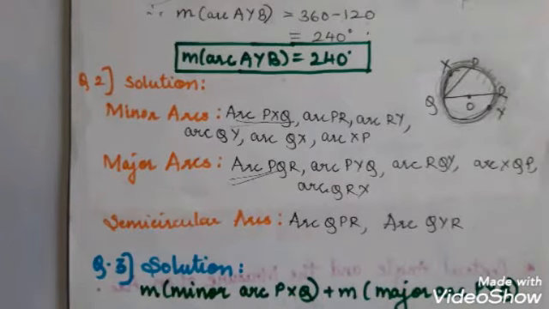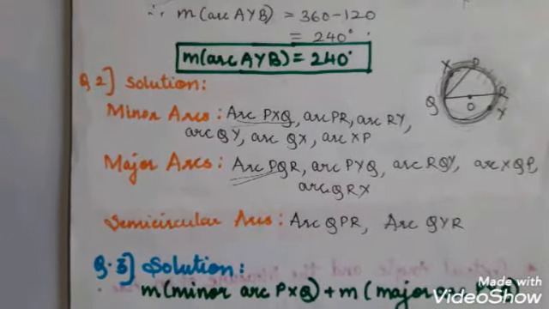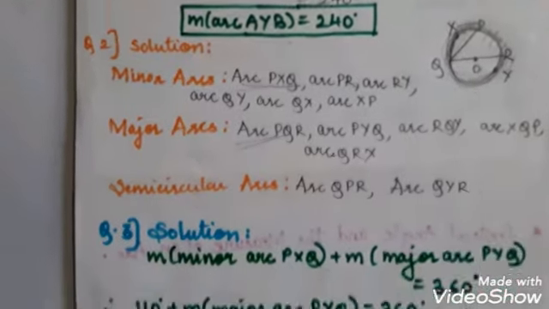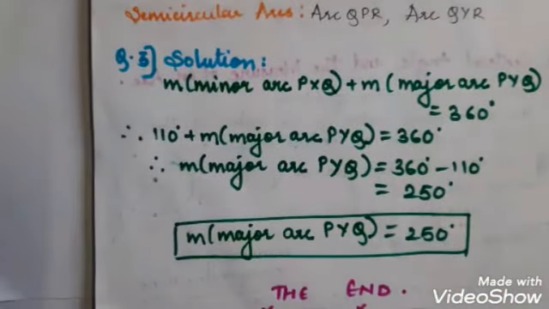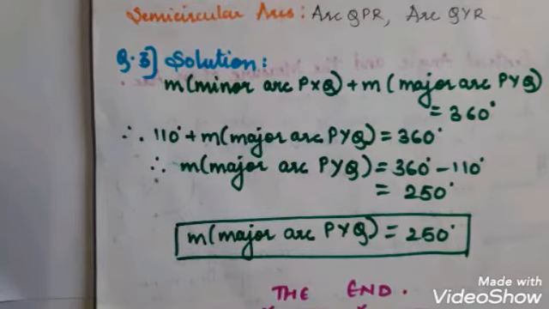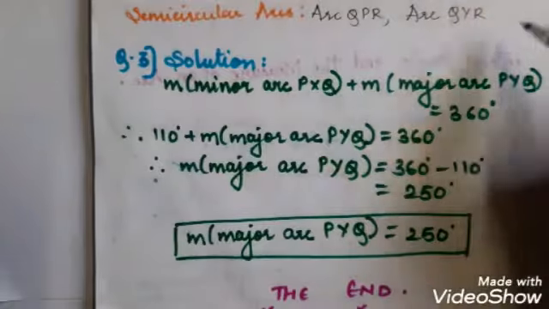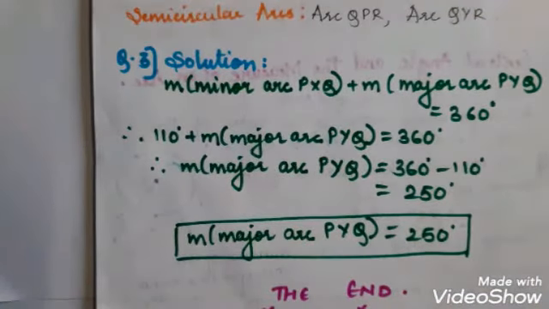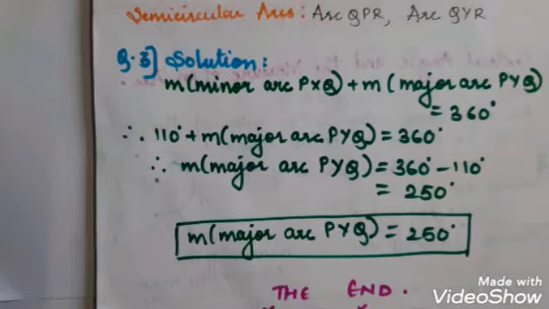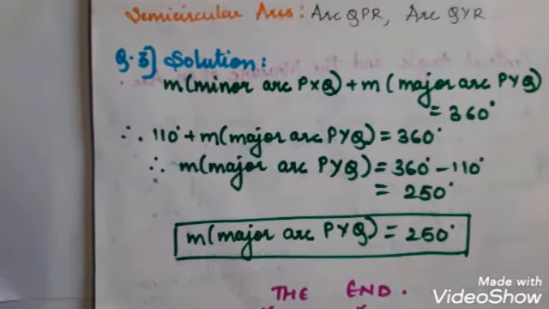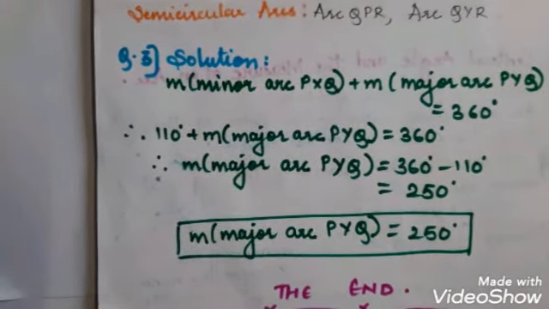Okay, next, the last one, third. In a circle with center O, the measure of minor arc PXQ is 110 degrees. What is the measure of major arc PYQ? The circle is the same as the one above, given in the second figure. They have given us the measure of minor arc, that is 110 degrees.